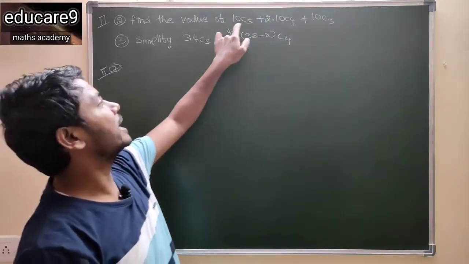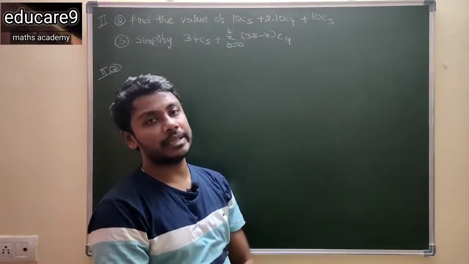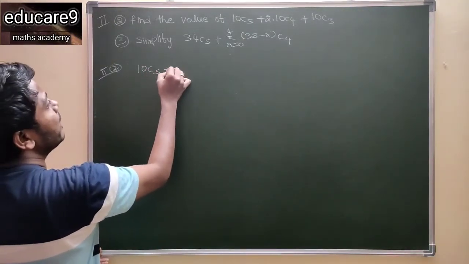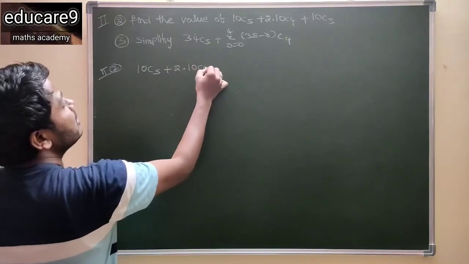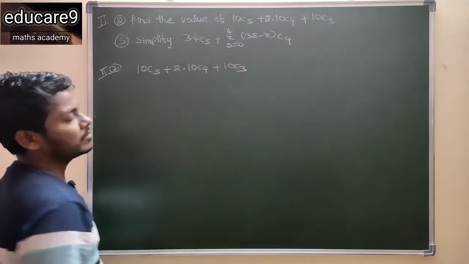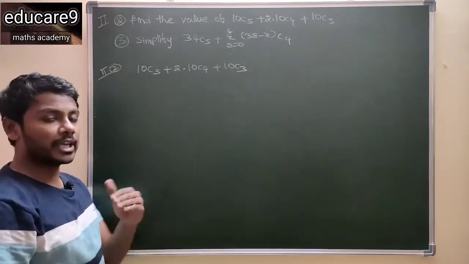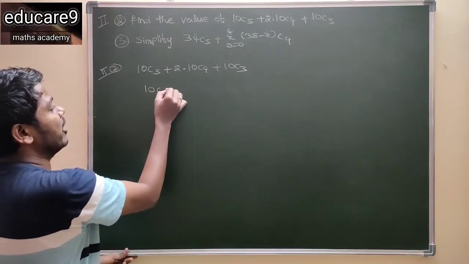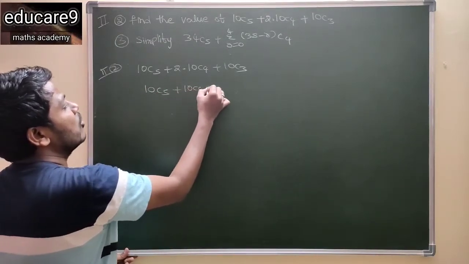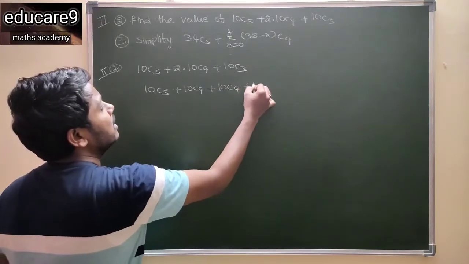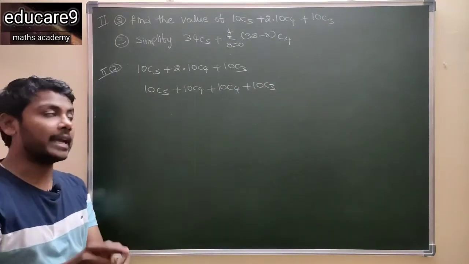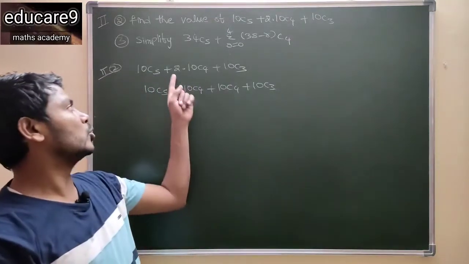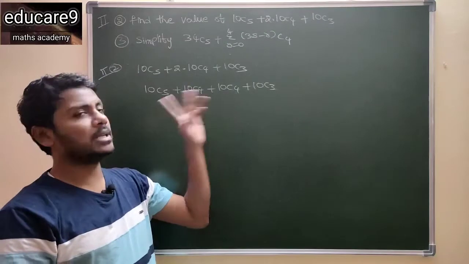Here, find the value of 10C5 plus 2 into 10C4 plus 10C3. So see here, given 10C5 plus 2 into 10C4 plus 10C3. See here, 2 into 10C4 can be written as 10C4 plus 10C4. So 10C5 plus 10C4 plus 10C4 plus 10C3. So then only we will get the nCr plus nC(r minus 1) form. So that's why I am writing 2 into 10C4 as 10C4 plus 10C4.